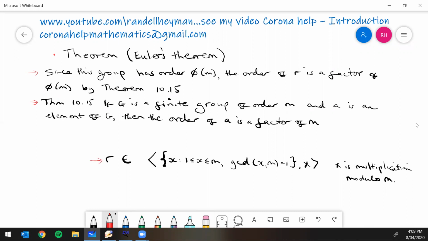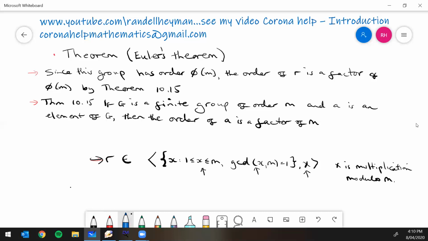So here's the problem that a lot of people are going to have. The problem is that the order means different things in respect of a group and in respect of the element of the group. We've said that R is an element of this group, which is the set of X where 1 is less than or equal to X is less than or equal to M, where the GCD of X and M is equal to 1. And we use multiplication modulo M.